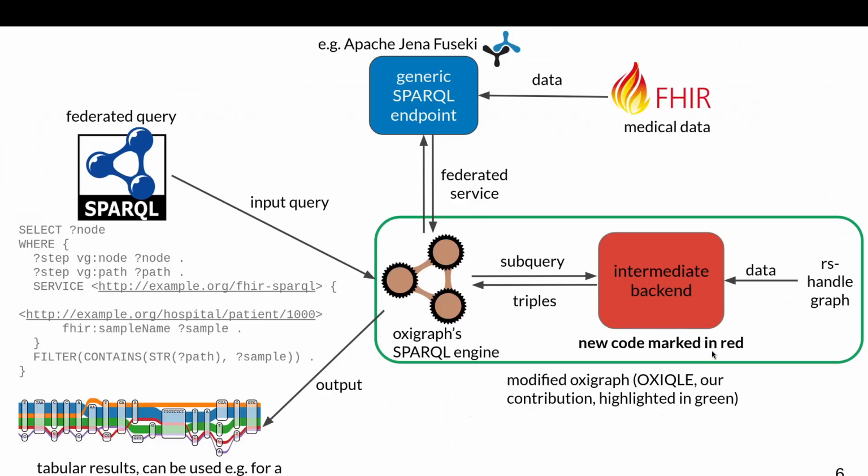This intermediate backend was written by us and is entirely new code, and also gets the data from the pangenome graphs using RS handle graph. It then sends back triples to the SPARQL engine, and this SPARQL engine then combines the patient data with these triples into an output of a tabular format, which can then be used, for example, in a sequence tube map visualization as shown here in this picture.